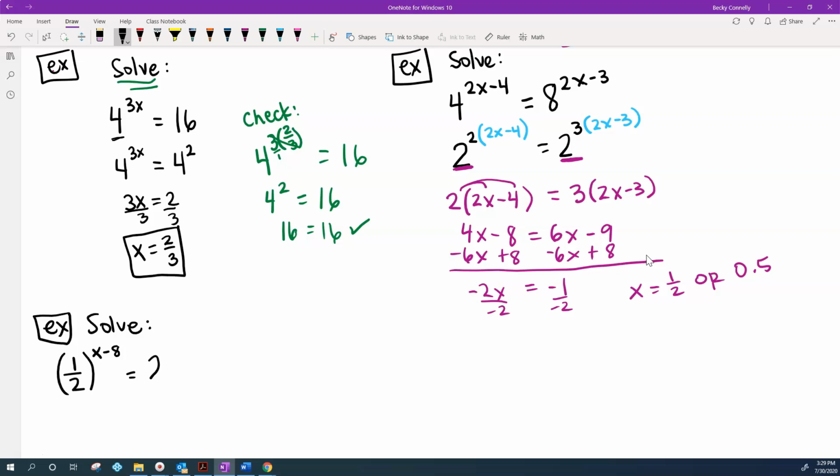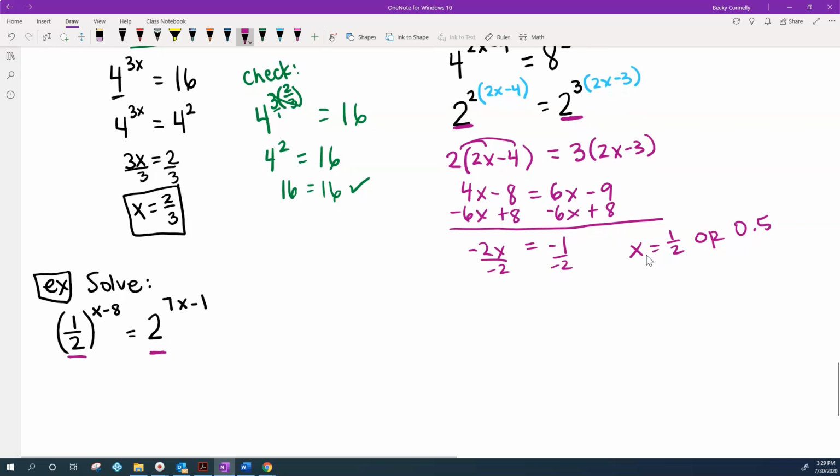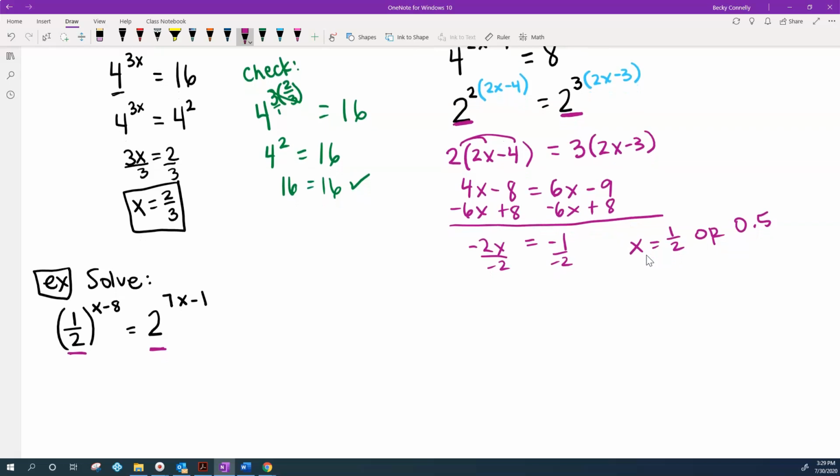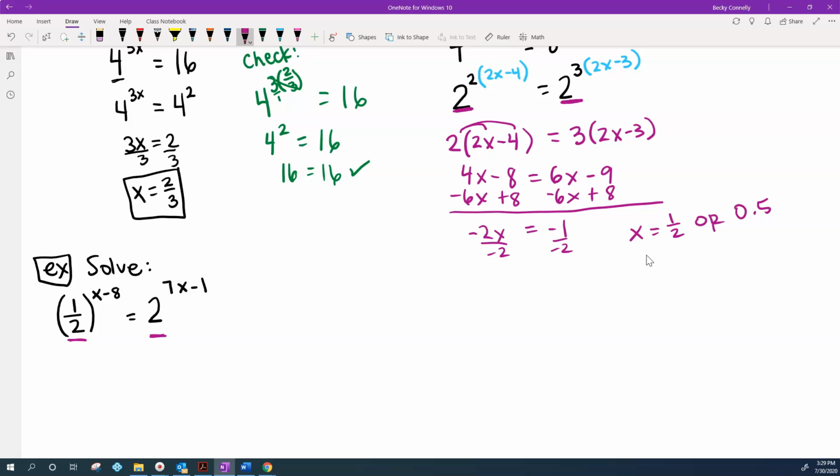All right, so what about if we have 1/2 all raised to the x minus 8 power, equals 2 to the 7x minus 1 power. Okay, so are my bases the same? Yes. Are they exactly the same? If you threw a -1 exponent on that 2, it would be. Okay, yeah, so we need to do something to make them the same. So you're saying it would be easier to change them both to the base of 2.